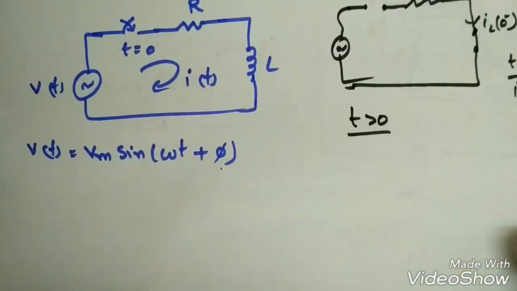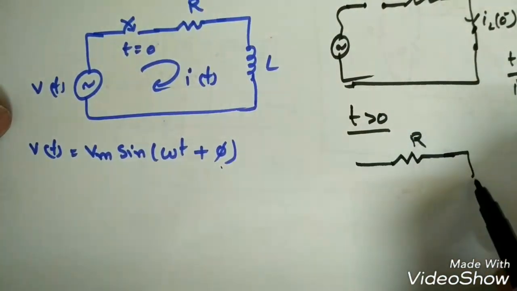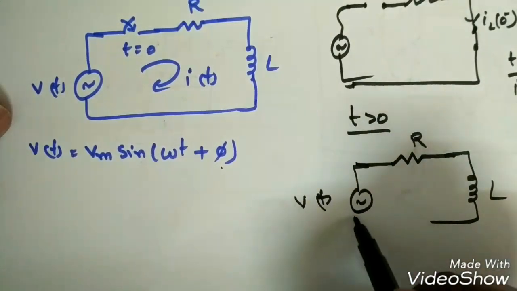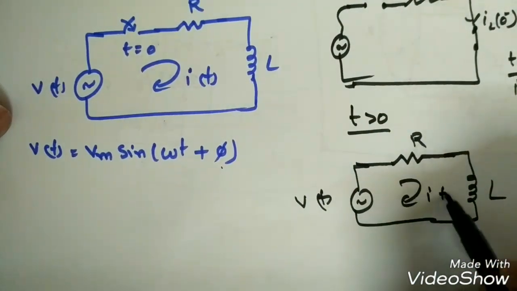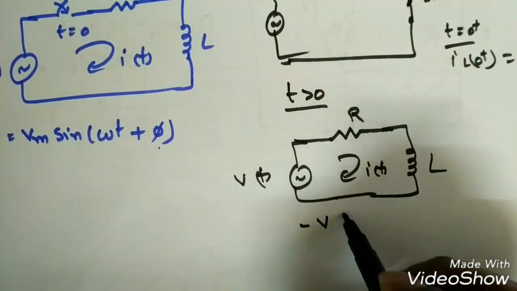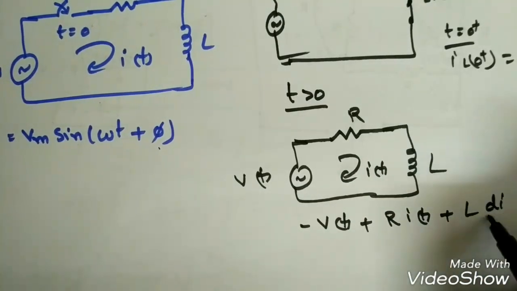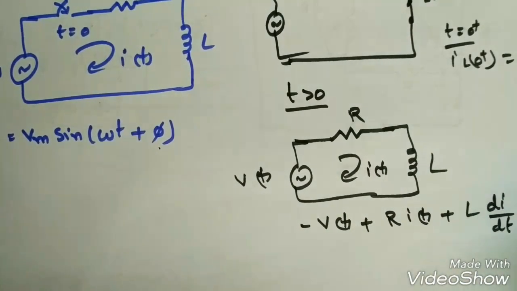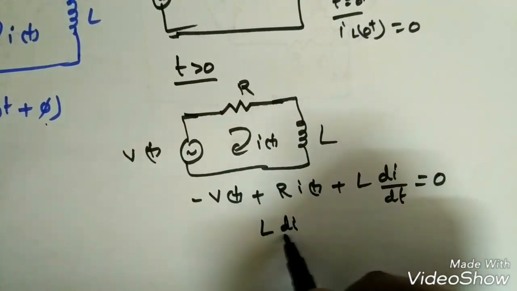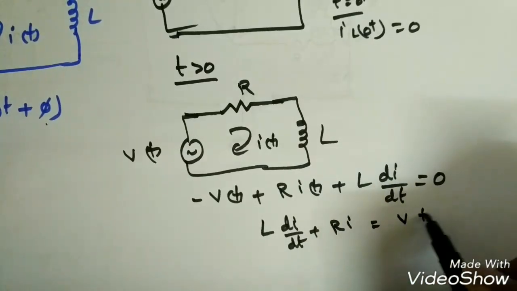When t is greater than 0, the circuit is the same as in sinusoidal steady state analysis: RL with source V of t and current I of t. If I apply KVL, minus V of t plus R into I of t plus L di by dt is equal to 0. So the equation is L di by dt plus R I is equal to V of t.